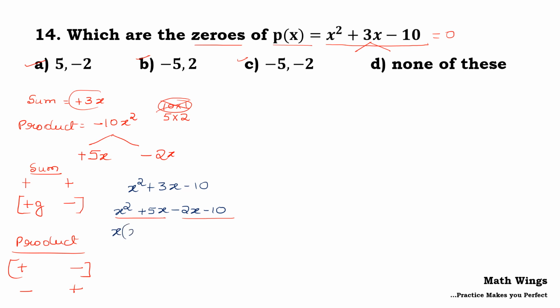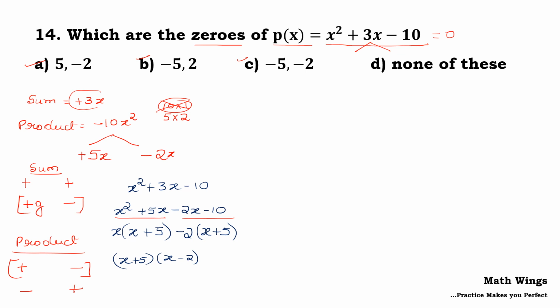So when I take x out, remaining here is x plus 5. In the next group, I have 2 common. I can take minus 2 outside into x plus 5. Therefore, I can write this as x plus 5 into x minus 2.